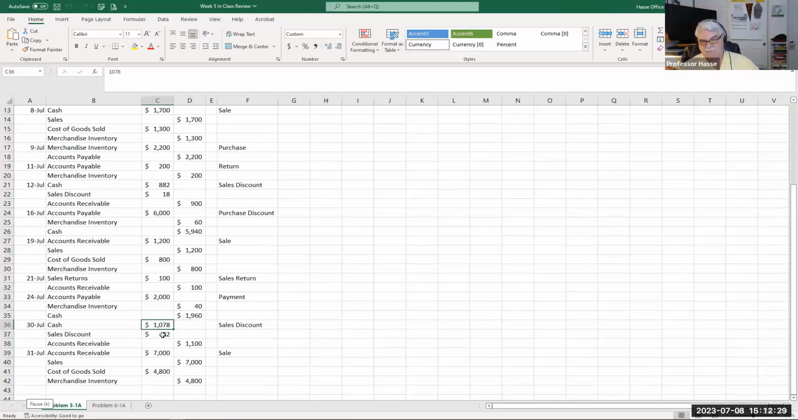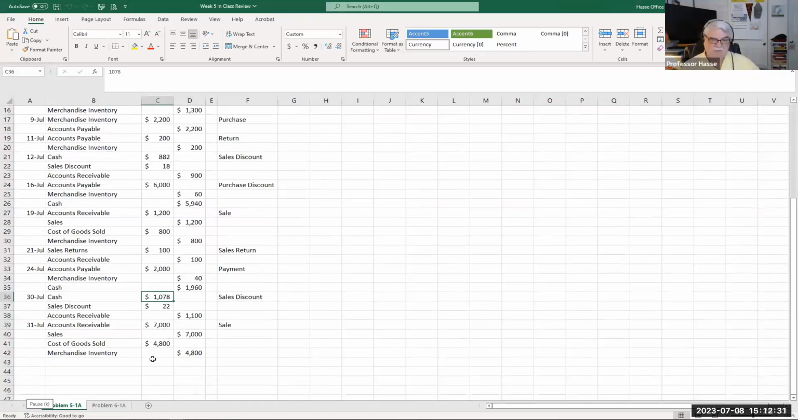And finally, one last entry for sales, billed sales of $7,000. And those sales are now recorded just like this. And what is the cost of those sales? $4,800, debit the expense, and credit inventory. Wiping out the inventory because we've now sold it for a retail price of $7,000 and a cost of $4,800.